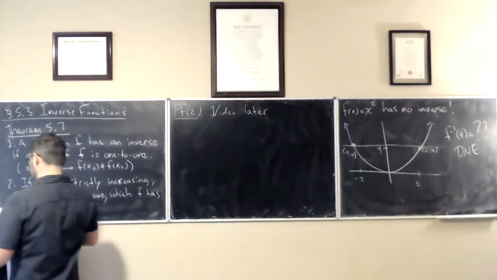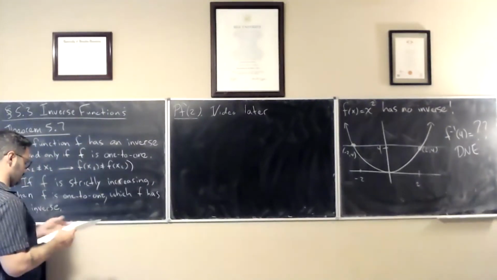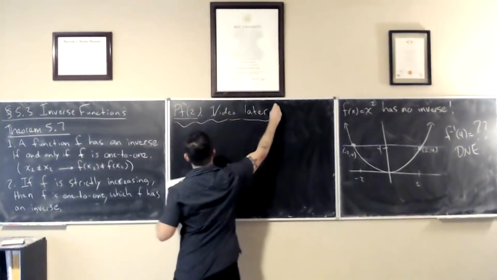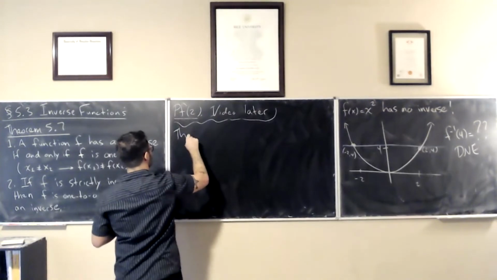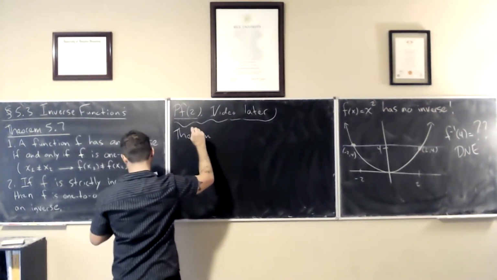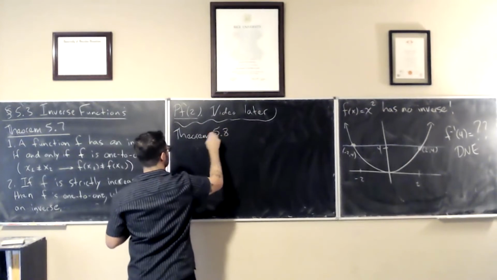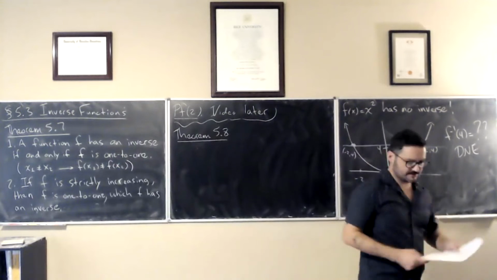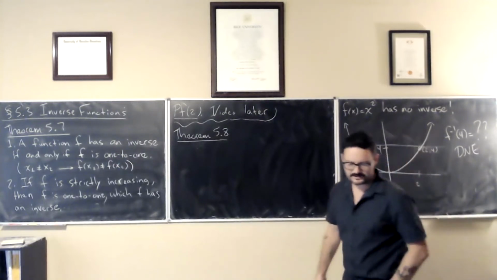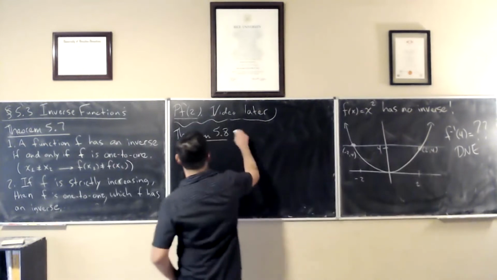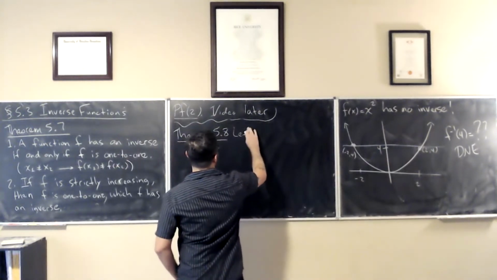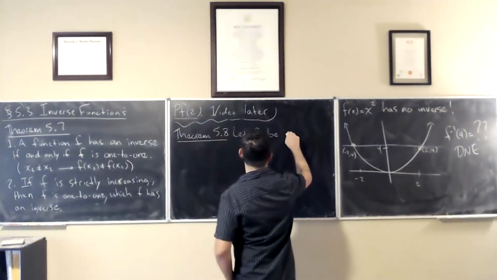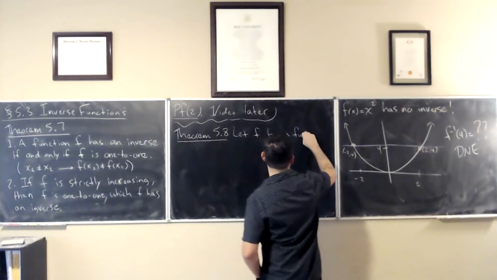Okay, so what else should we state? This is for later. Theorem 5.8. And this is really just a statement of, I guess, nice properties about inverses if they exist. So let f be a function with domain I.